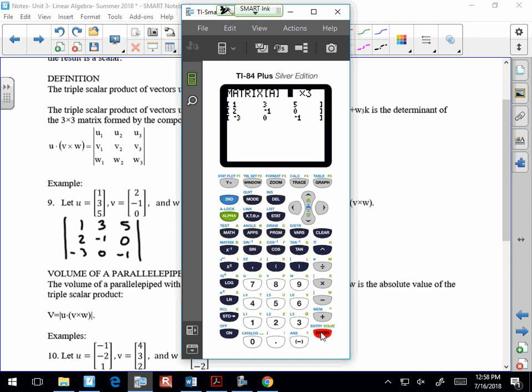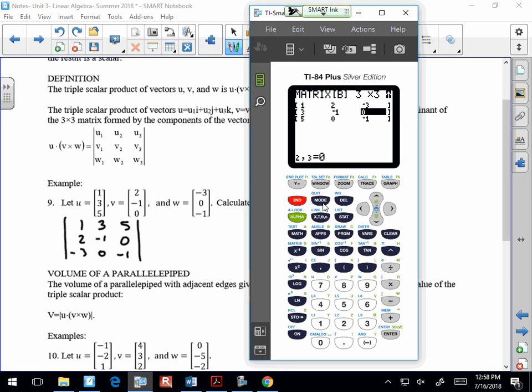Let me just show you something else. Matrix. Two, -3. Okay, so determinant of matrix A.